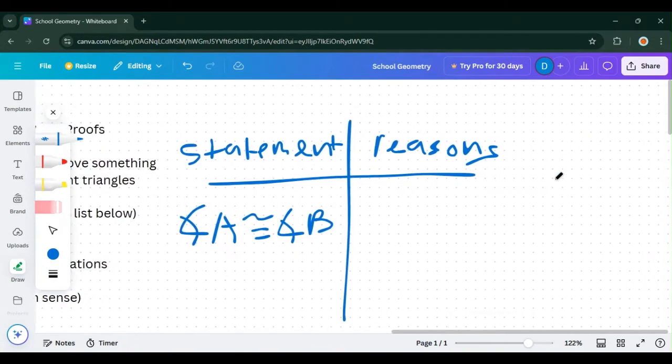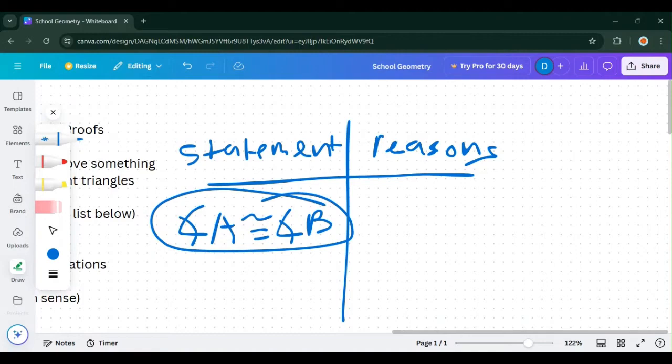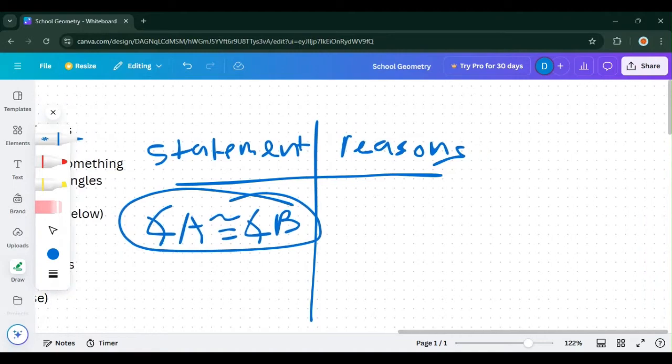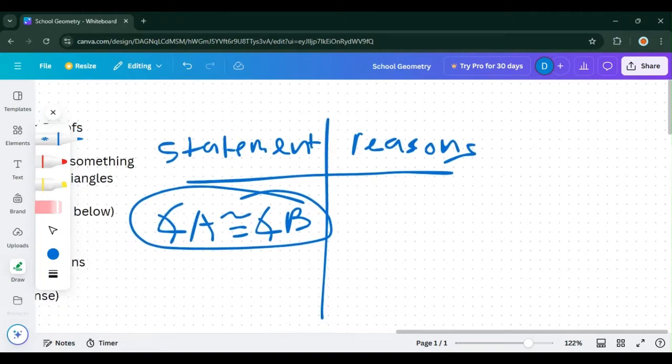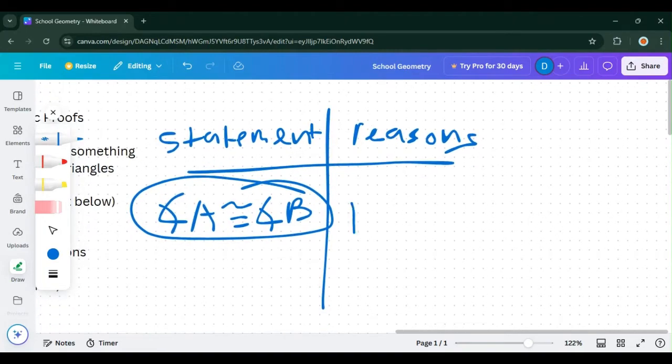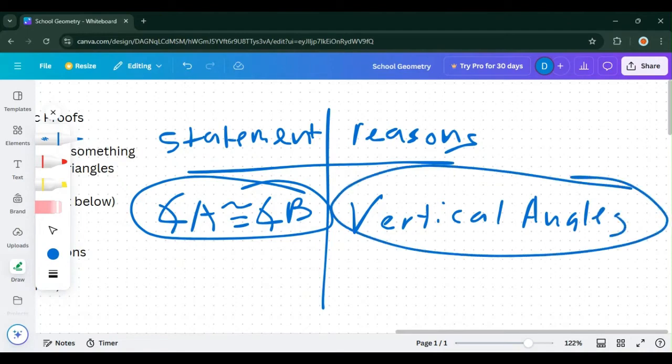We'll usually have a statement on the left, and we'll have multiple different ways to prove it. In this case, let's just pick vertical angles. So vertical angles would be the reason, and it's fine if you don't know this, but we'll talk about this more later. Vertical angles is the reason why angle A and angle B are congruent.